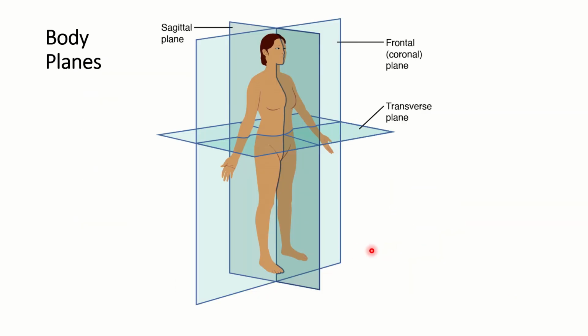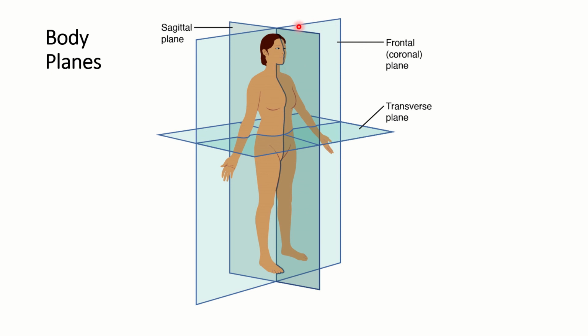Also the body planes, so this is important during surgeries, also for imaging like a CT scan and MRI and X-rays. The body planes are important. So you have the sagittal plane, so that splits the body to the left and right. You also have the parasagittal, so that runs parallel to the mid-sagittal, so runs like this, parallel to this.